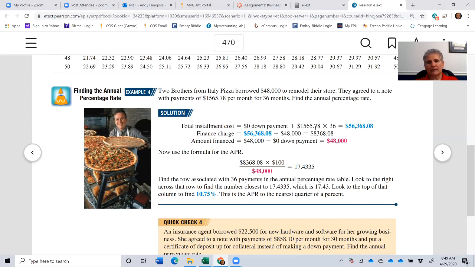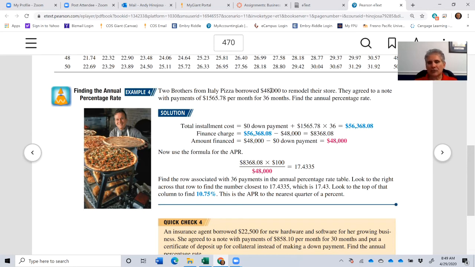It's 1565.78 multiplied by 36 months. That came from the instructions. And the total amount that they're paying is $56,368.08. That's the total installment cost. Now the finance charge is going to be the difference between the total installment cost less the amount borrowed. Well, really, it's the cash price.